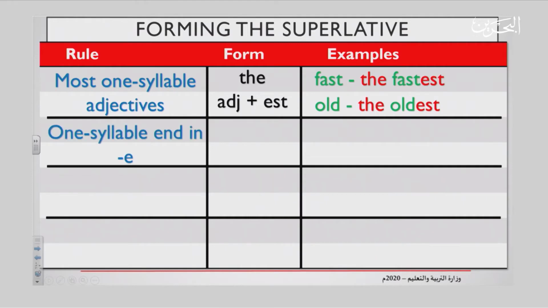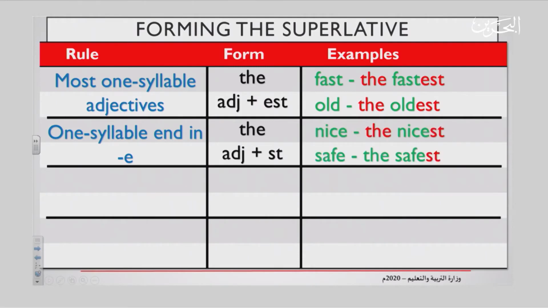Now, one syllable that ends in e. You add the, the adjective, and this time just st. Like nice, you say the nicest. Nice has an e at the end. That is why you do not add another e. You just add st. Safe ends in e, you say the safest.